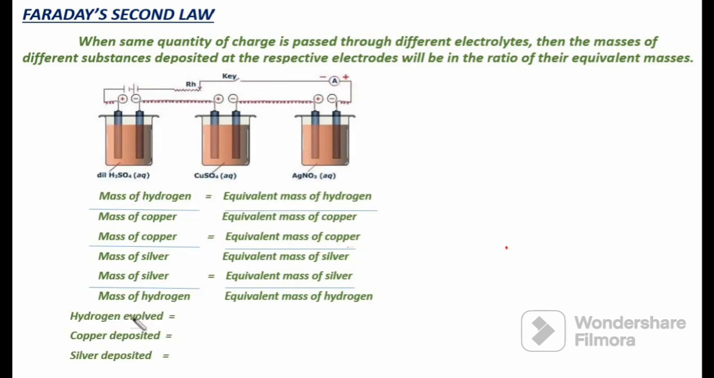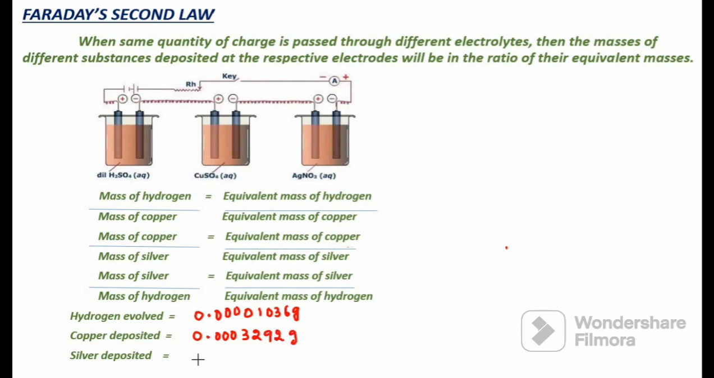Okay, so it is observed that by passing 1 coulomb of electric charge, as I told you earlier, hydrogen will be getting evolved here. So how much amount of hydrogen will be evolved? It will be equivalent to 0.0001036 grams. Okay, how much amount of copper will be getting deposited? It will be 0.0003292.